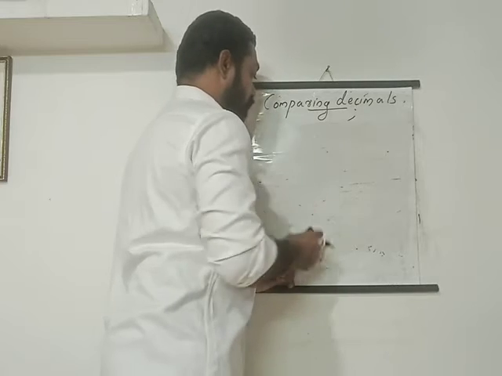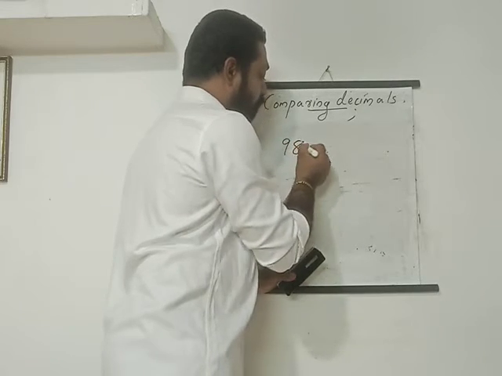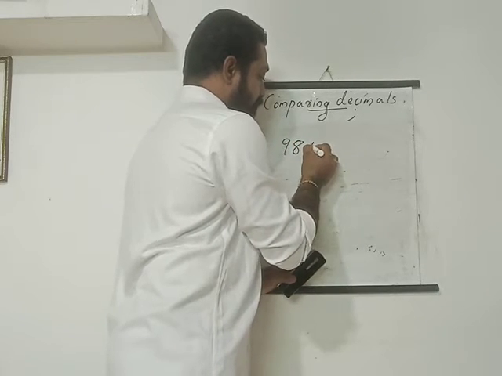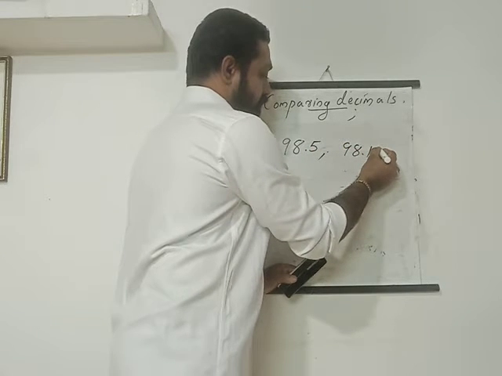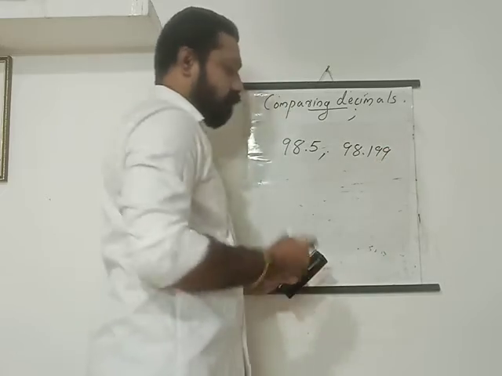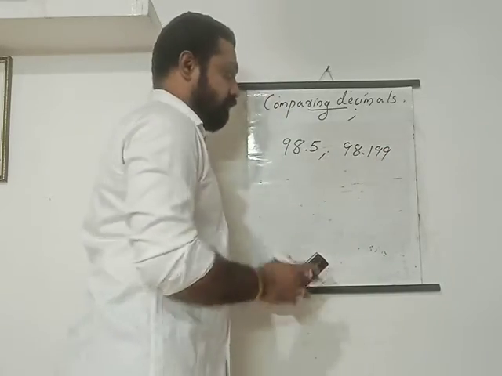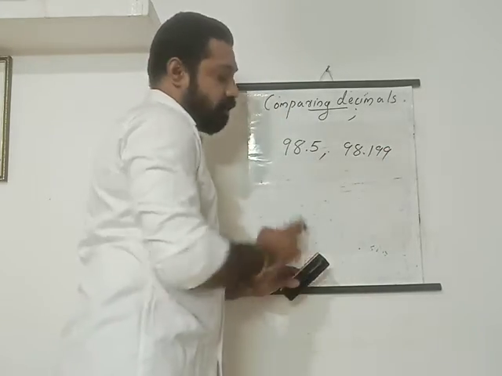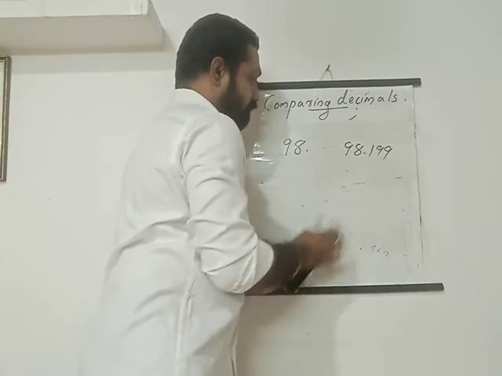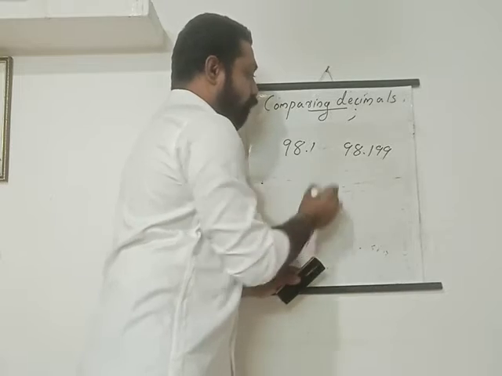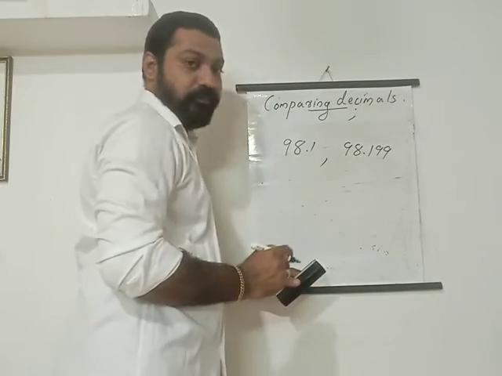Now next. 98.5 and 98.199. You may get a number like this. You can see that this is an unlike fraction, isn't it? These both are unlike fractions. I'm changing this number: 98.1 and 98.199.